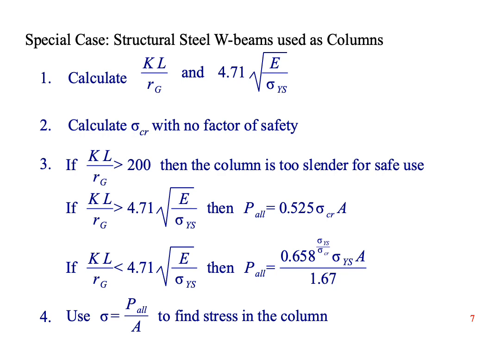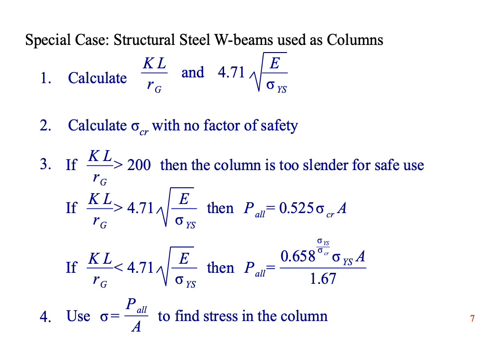Third, check KL over R sub G. If it's greater than 200, then AISC has found that the column is too slender for safe use. This comes from practical experience. If KL over R sub G is greater than 4.71 times the square root of Young's modulus over yield strength, then the allowable load is a constant times the critical stress times the cross-sectional area. The constant includes a factor of safety that works for steel construction.